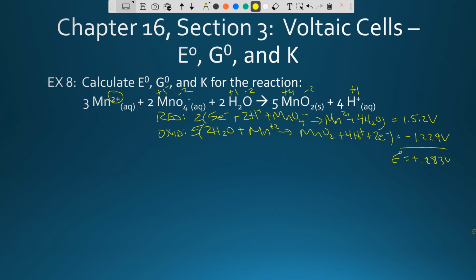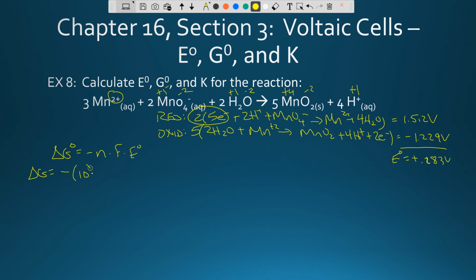All right, so now from there, let's find my delta G. My delta G is going to be a negative of my N times my F times my E. So let's find that, my delta G. And remember, we had 10 electrons involved in this.